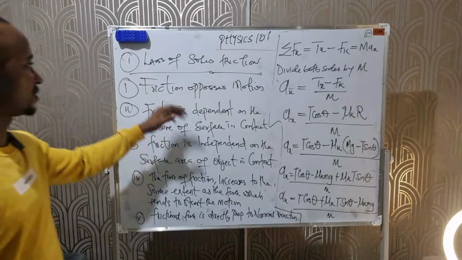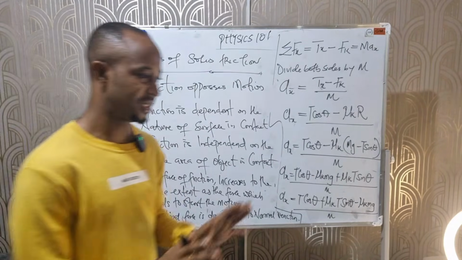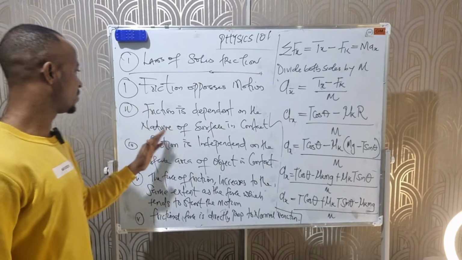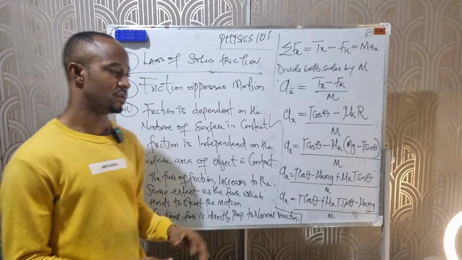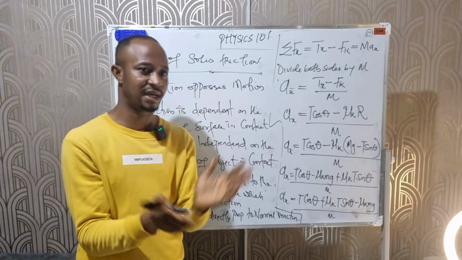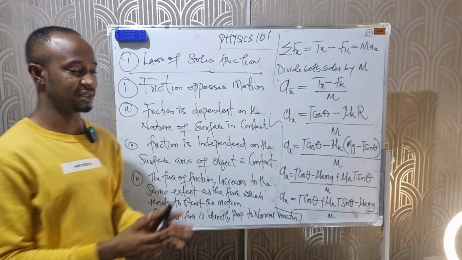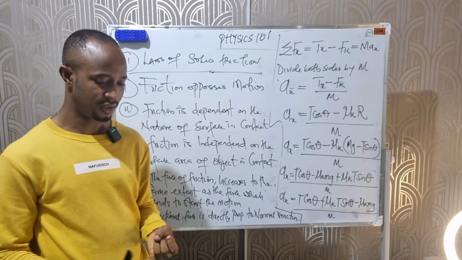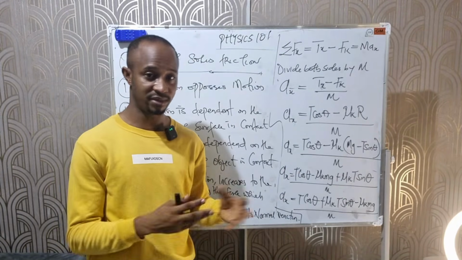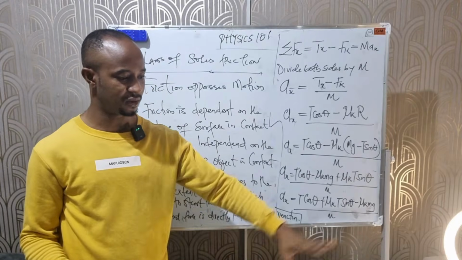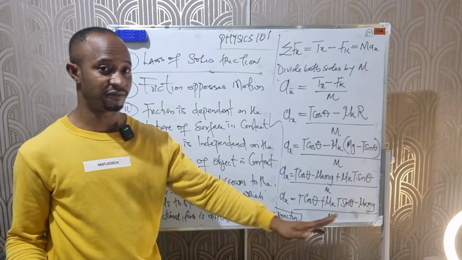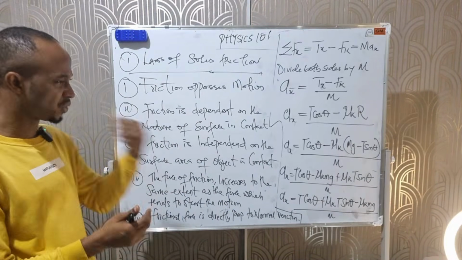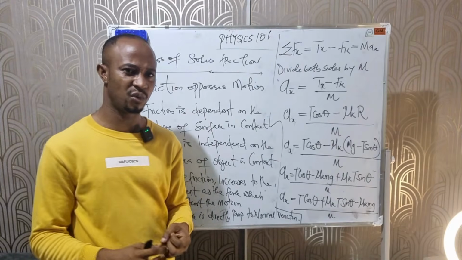The first one says friction opposes motion. When a force is applied, there's a force that tends to oppose it, which is called friction. Friction is dependent on the nature of the surface of contact. When we started this class, I gave us the categories of surface, right? It depends on the surface of the object itself and the surface of the ground floor when the body is kept on it. So it depends on the nature of the surface, whether it is rough or smooth.